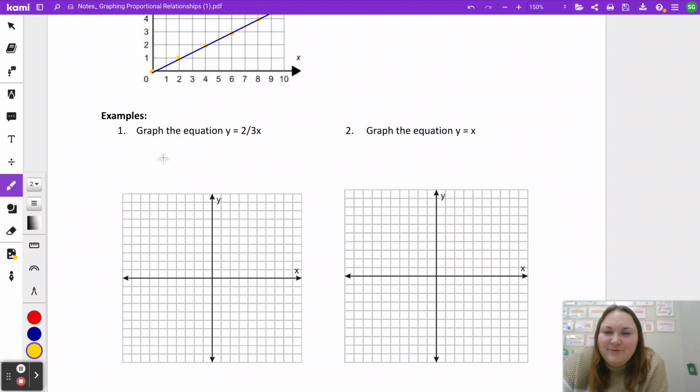So again, one final time, pause this video and think through how you would graph these 2 equations. If you have graph paper at home, that's awesome. You can try to graph it yourself and then come back to the video to get the answers.